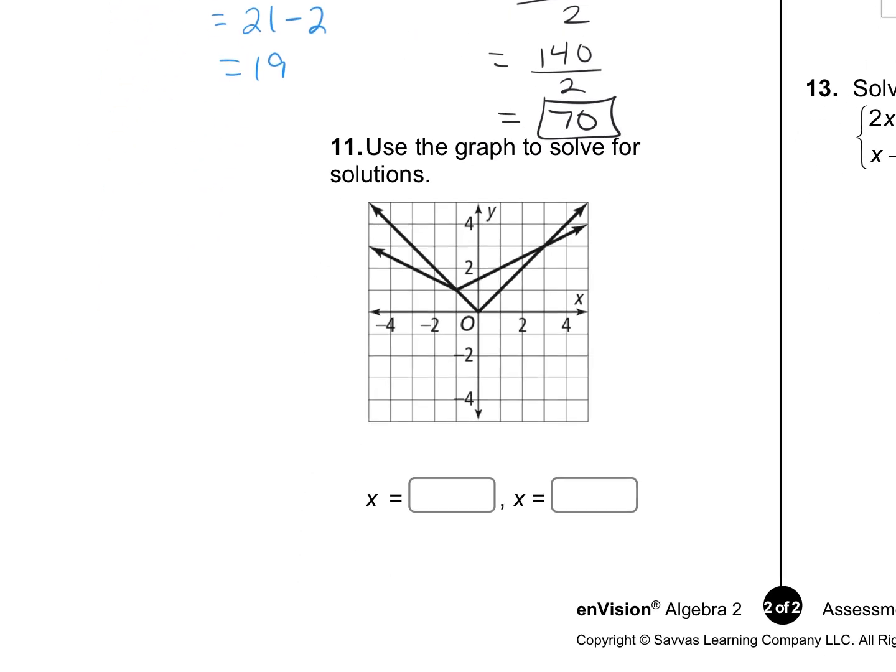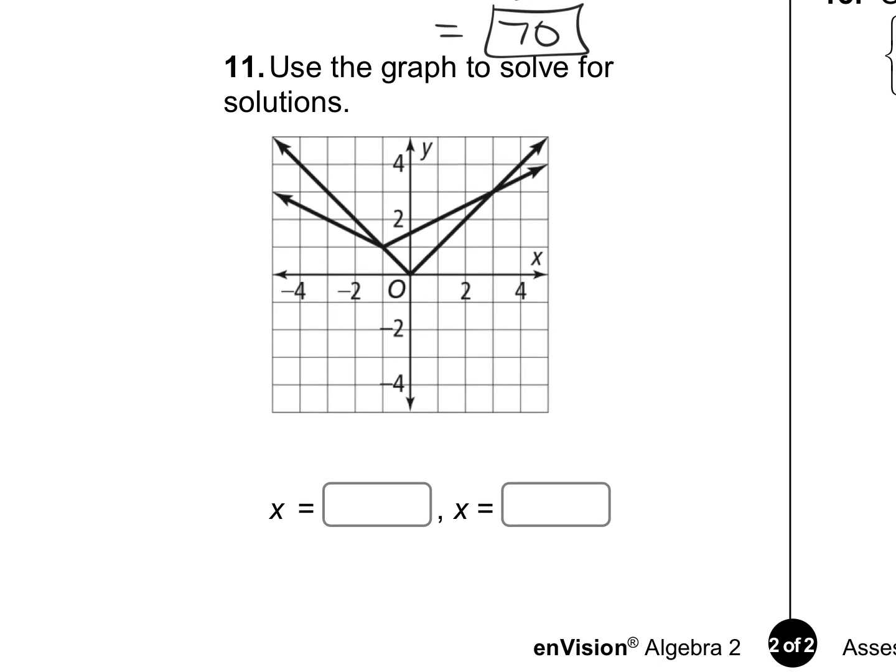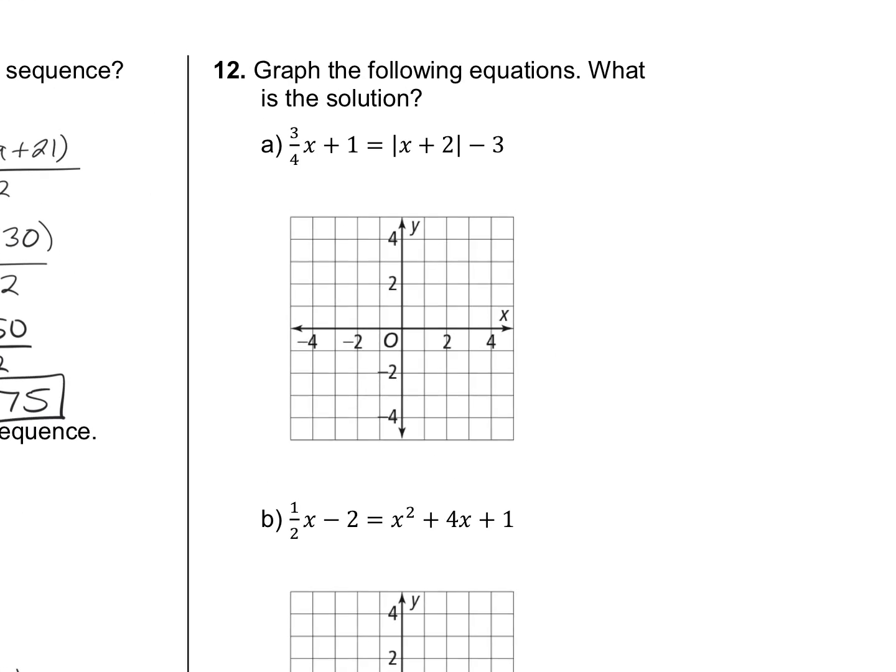Now we're getting into the graphs, okay? How do I know what a solution is on a graph? What am I looking for? Where they cross. How many solutions does this one have? 2. Has one here, and has one here. What do you notice about how they want you to answer this? It only wants the x values. So what's the x value to this point right here? Negative 1. What's the x value to this point right here? 3. That's all it wants you to do on that one. Okay? Questions on 11?